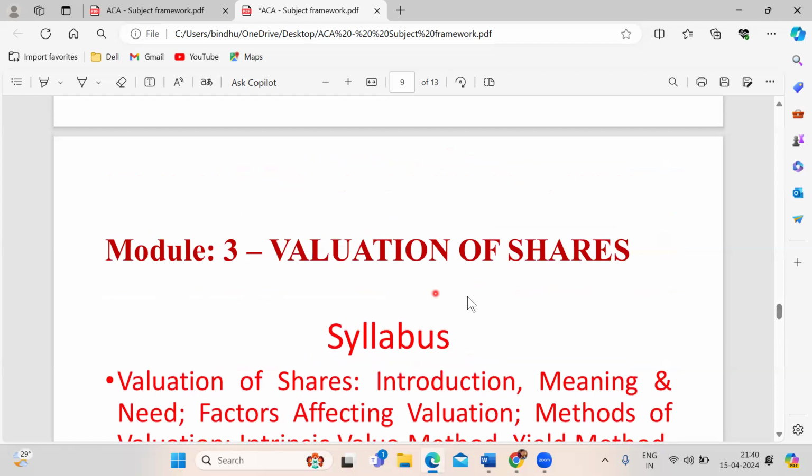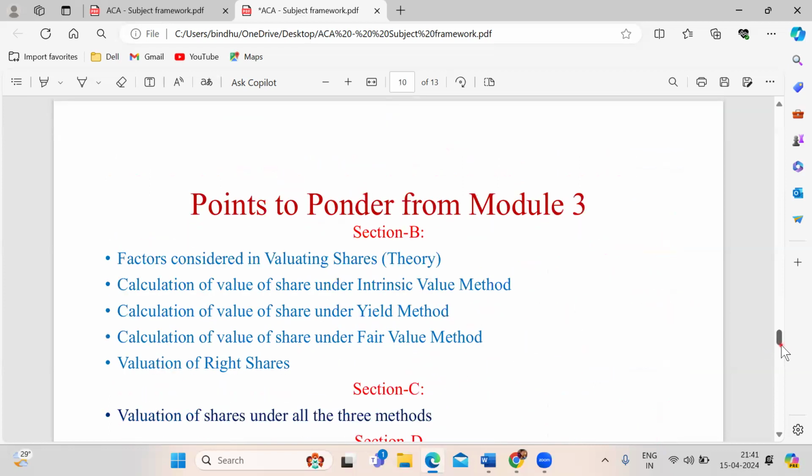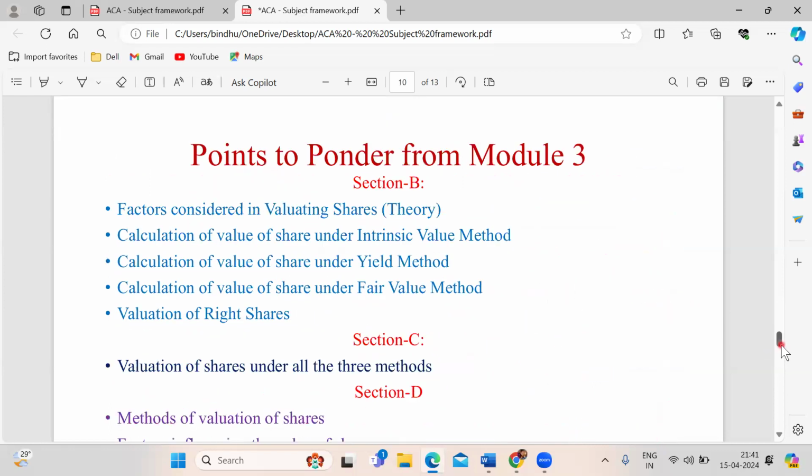Come to the next one. We have the easiest chapter. Each and every one can easily learn this chapter. Valuation of shares, it is the third module. Here we are going to learn the practicals based on 3 concepts. One is intrinsic value, also called the net asset method. Next one, yield method. And the last one, we have the fair value method, and valuation of right shares.